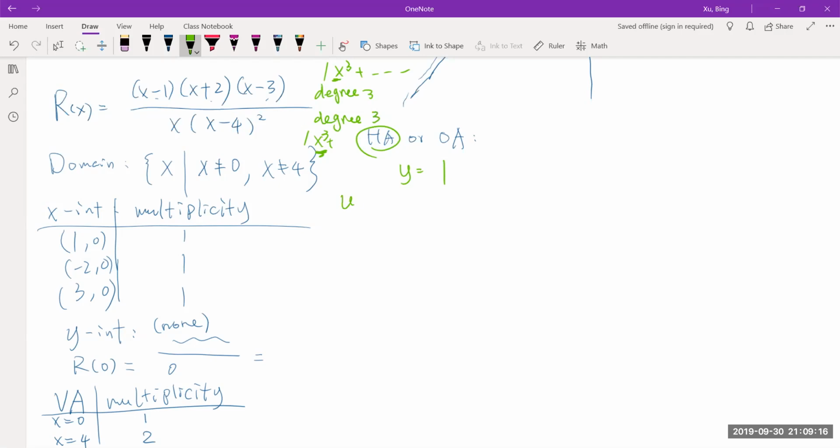Now, will our graph, r of x, intersect the horizontal or oblique asymptote? Well, this is the horizontal asymptote y equals 1.